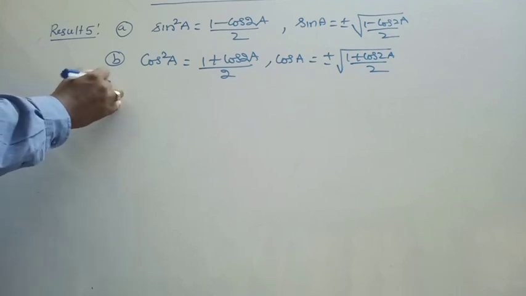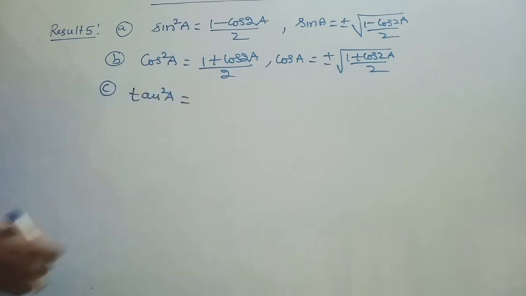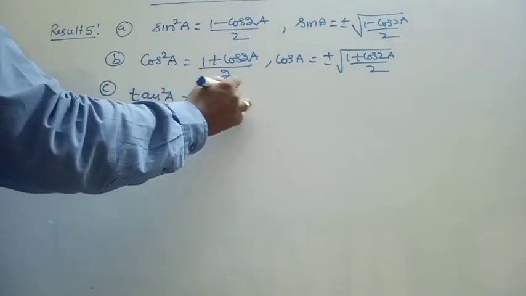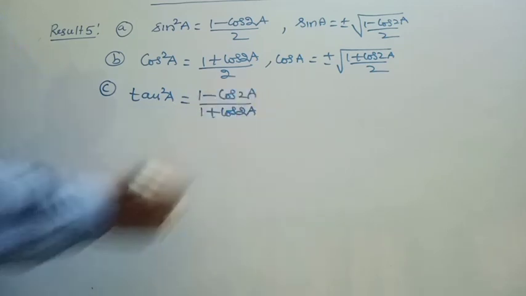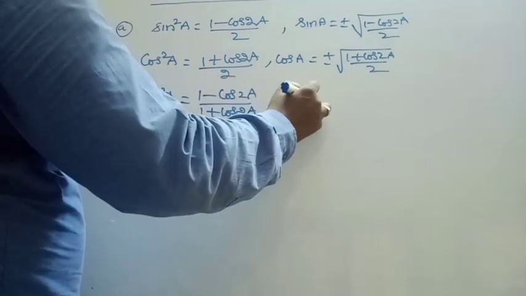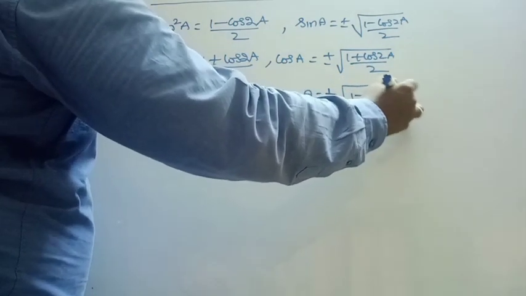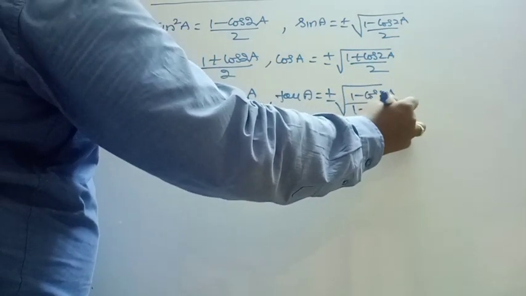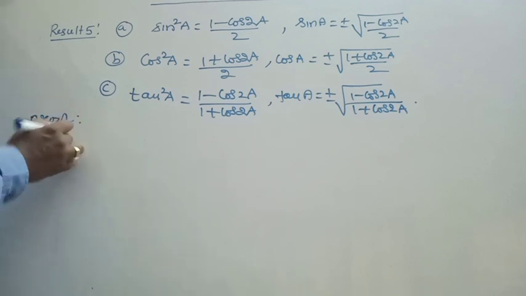And after that (c) is tan square a. Tan square a is equal to 1 minus cos 2a by 1 plus cos 2a. And from this tan a is equal to plus or minus root over 1 minus cos 2a by 1 plus cos 2a. How are we going to get this? We will observe, my dear students, the proof part and how we will be doing it.